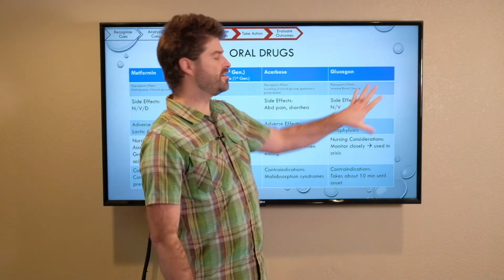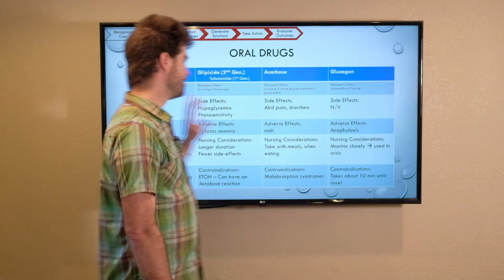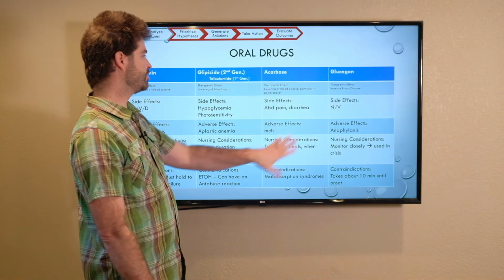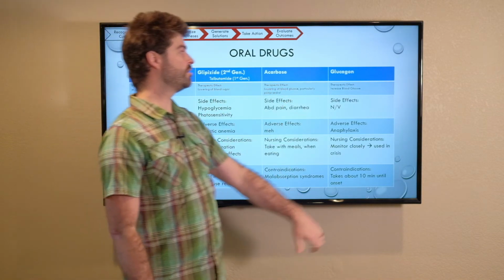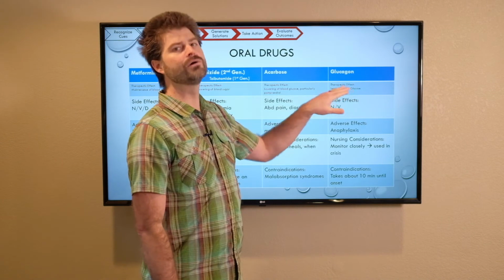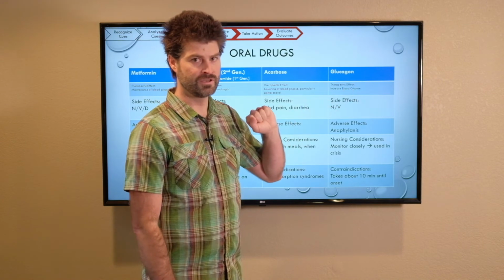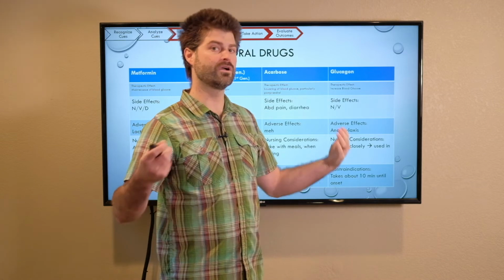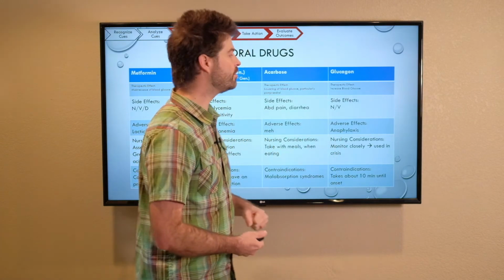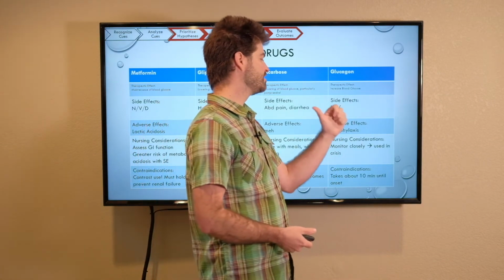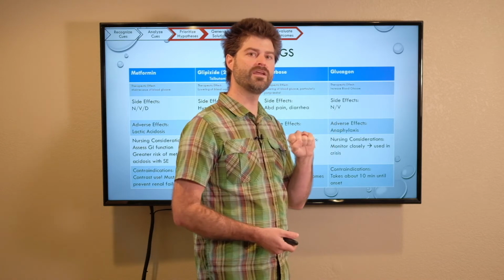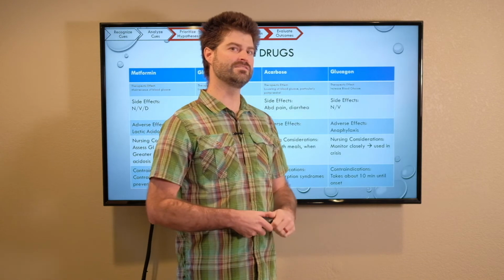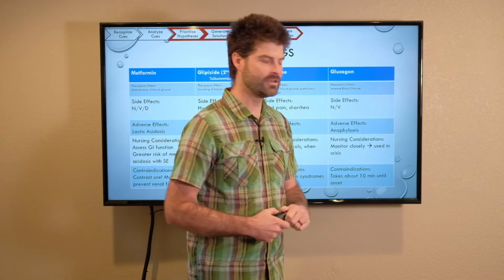So glucagon is our oddball out, right? These others are to help lower blood sugar, lower blood sugar, lower blood sugar. Glucagon is to increase blood glucose. So glucagon is the one that's going to cause glycogenolysis. It's going to cause more blood sugar to be available in circulation. Side effects of this: nausea and vomiting. Adverse effects: anaphylaxis, which is always kind of a scary word, right?